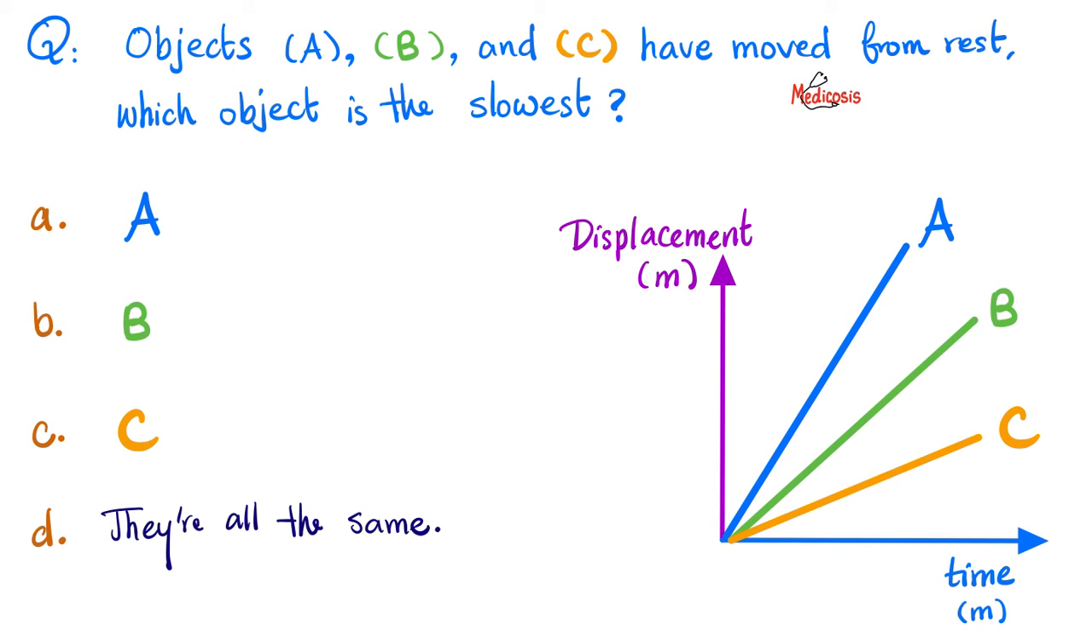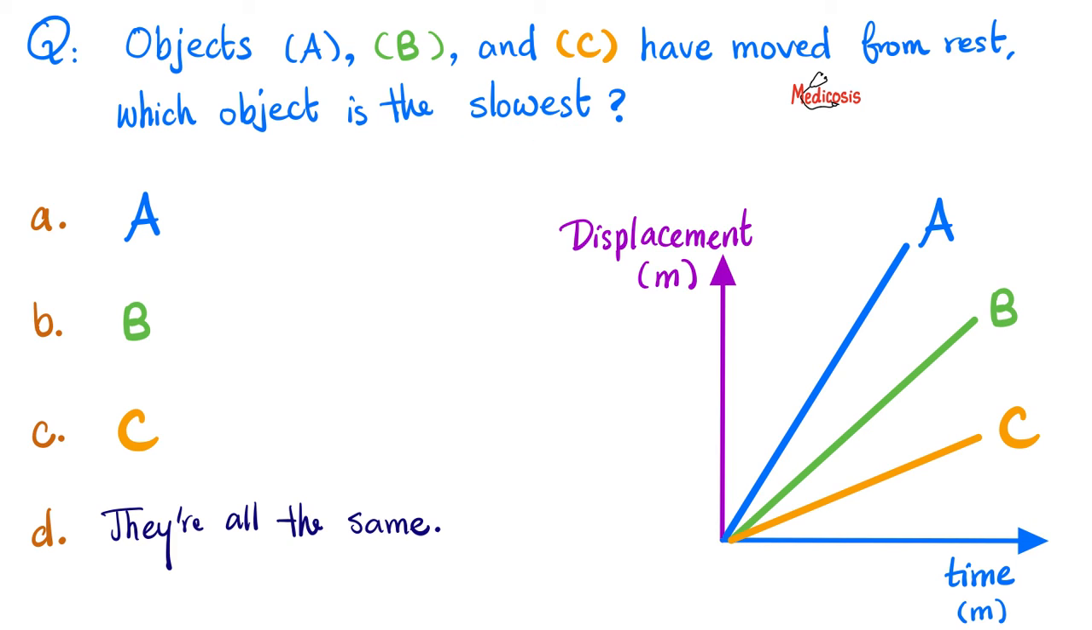Another question. Objects A, B, and C have moved from rest. Which object is the slowest? Is it A, B, or C? Or they're all the same? Please pause. What's the answer here? Well, the slowest one is the line with the least slope, with the smallest slope.